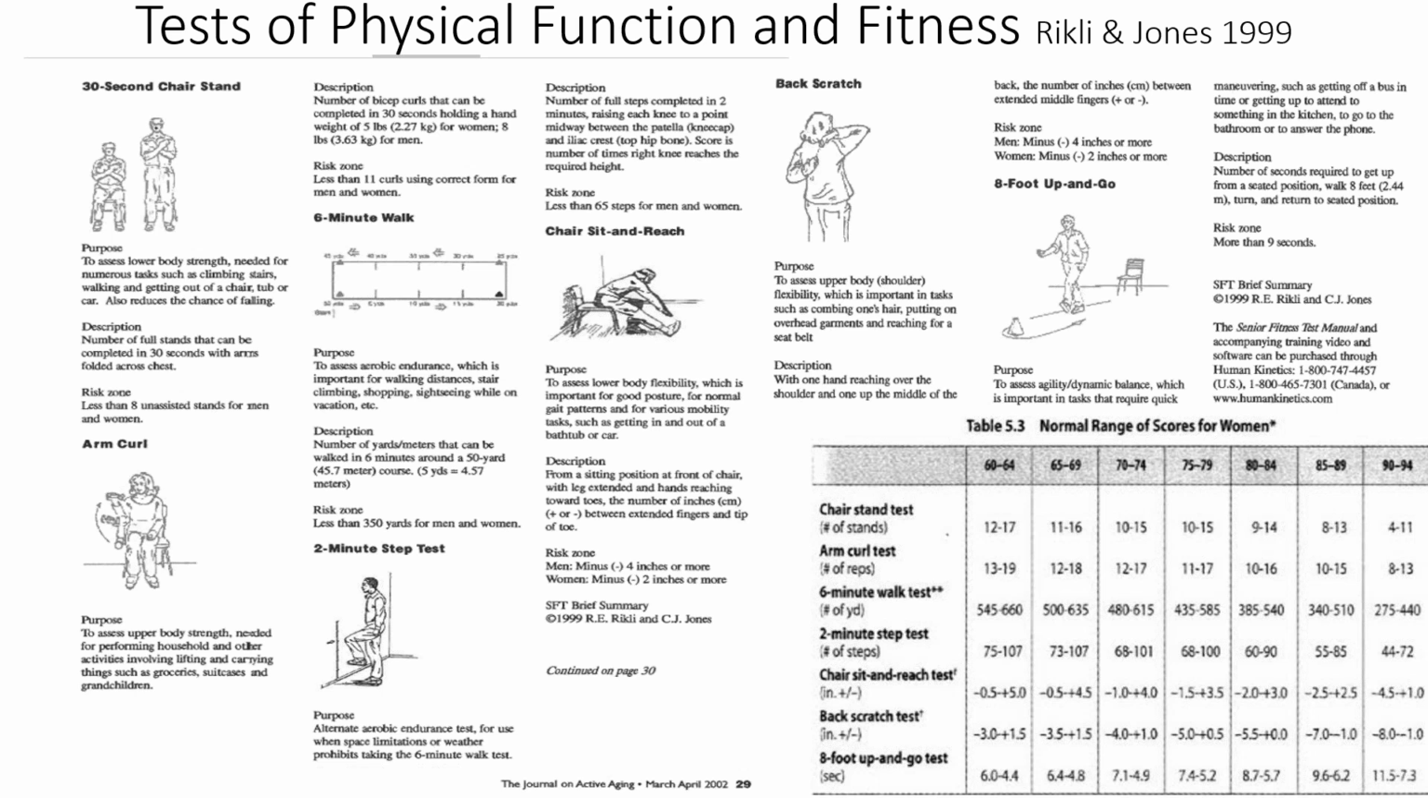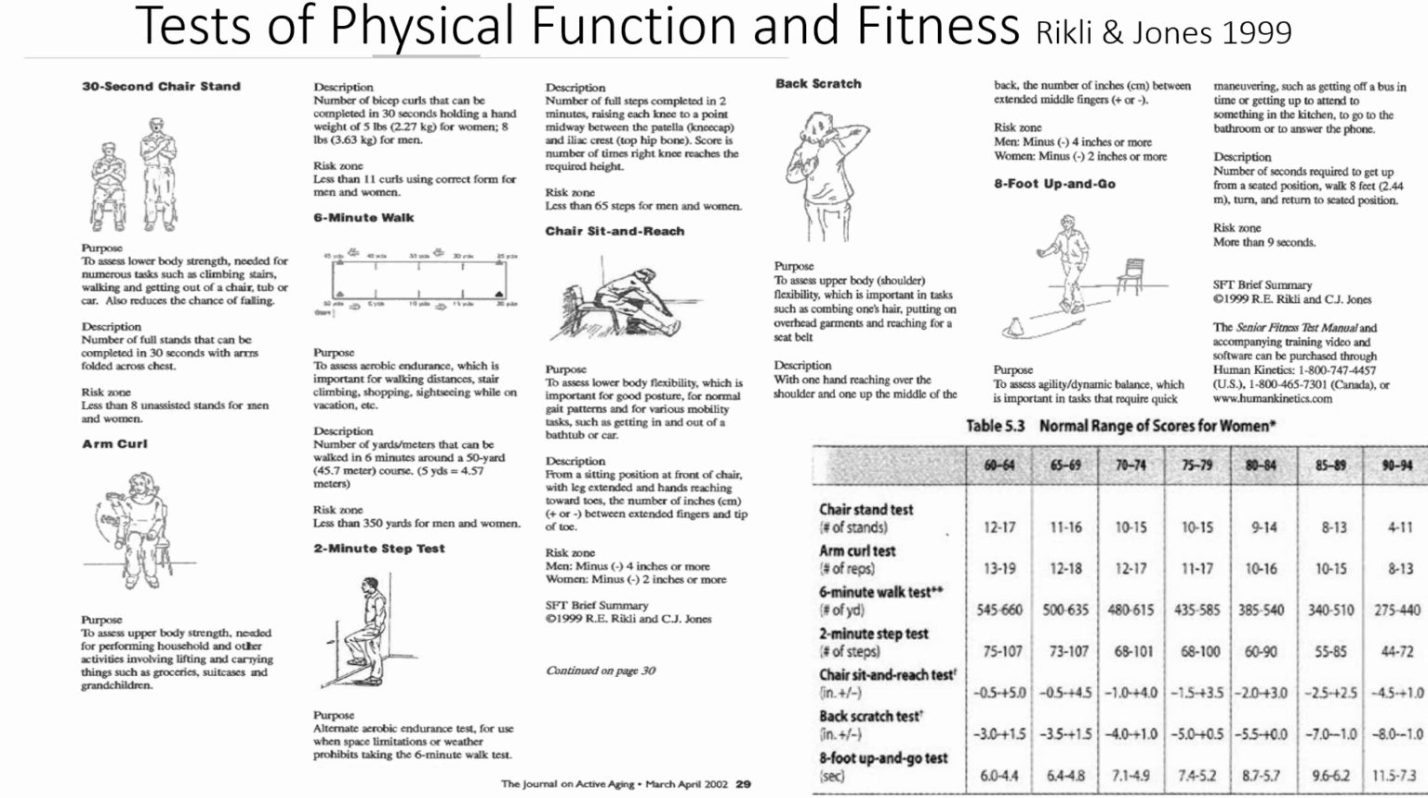Now with her arm curl, we can see here that she did 7 repetitions. Again, she's below average, and she is definitely in the risk zone there for arm strength. With the 2-minute step test, she performed 60 steps in the allotted 2 minutes. Again, you can see she's below average, and in this case, she's entered the risk zone as well, and that's an indicator of cardiorespiratory endurance for her.